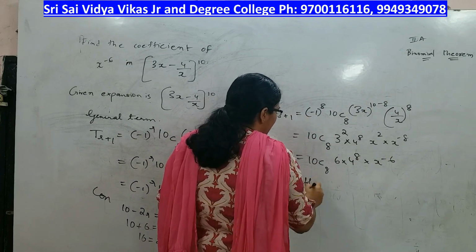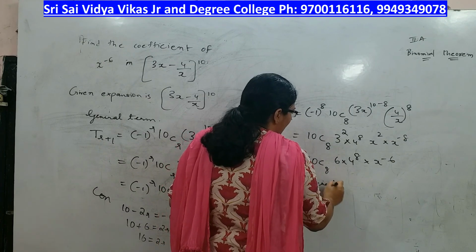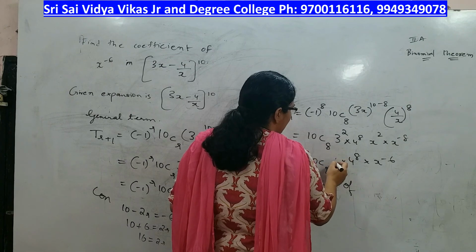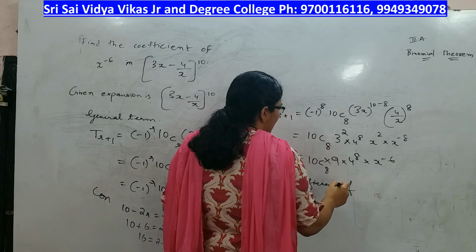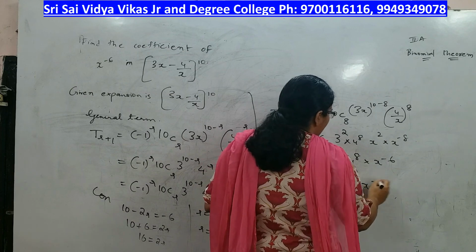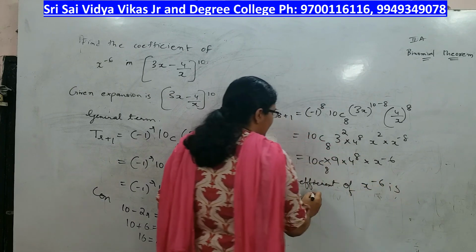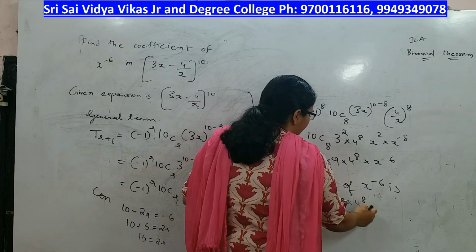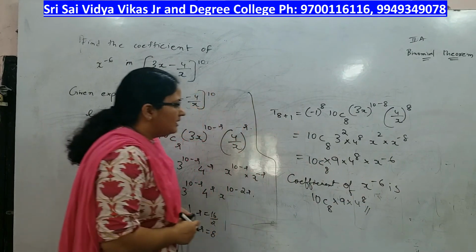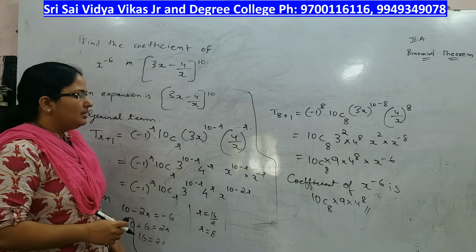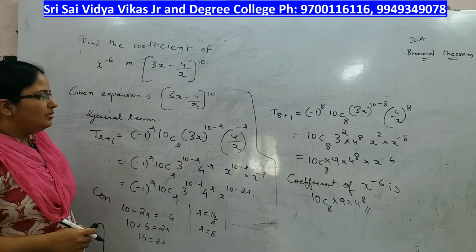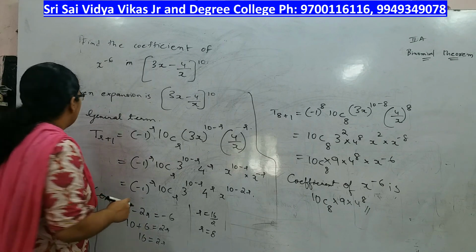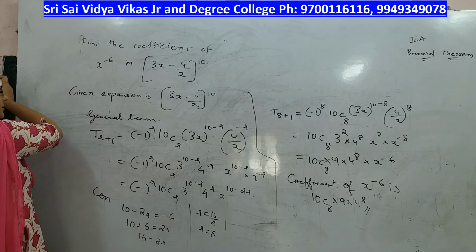Coefficient of, this is 3 square, that is 9, sorry, this is 9. Coefficient of x power minus 6 is 10 C8 into 9 into 4 power 8. This is the expansion. 10 C8 into 9 into 4 power 8 is the coefficient of x power minus 6. Let us discuss a similar kind of problem.